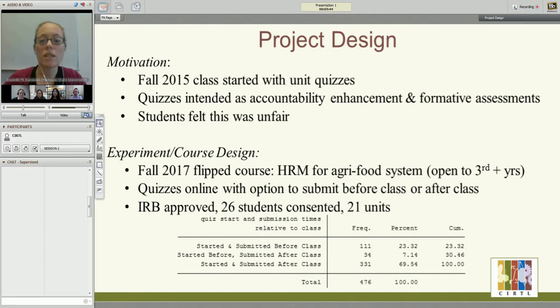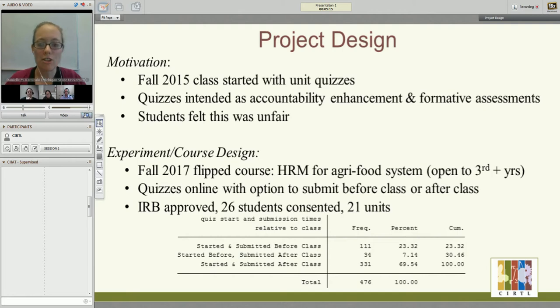And I decided to go one step deeper when looking at the data and divide it into those students who started and submitted before class, started before but submitted after class, and started and submitted after class. As you can see from the table provided, about 23% of students would start and submit before class, but then we had around 77% of students who were submitting after class in some fashion.